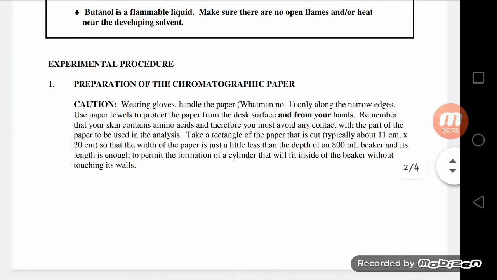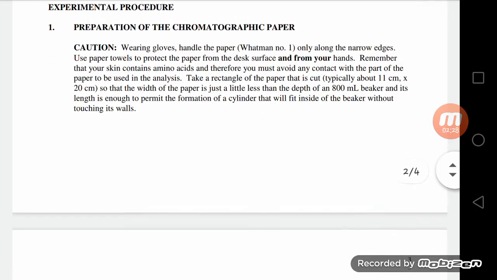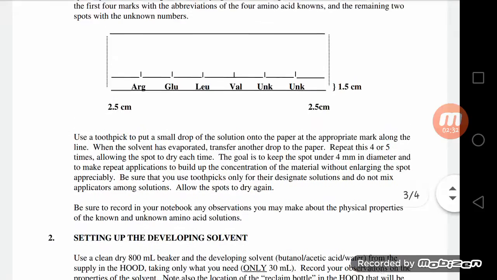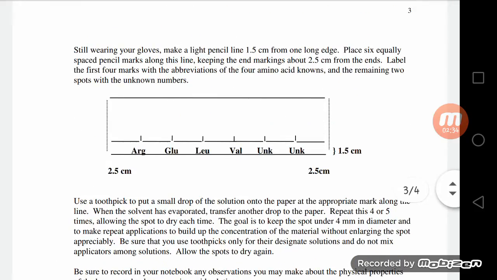So let's see the preparation of the chromatographic paper. Still wearing your gloves, make a light pencil line 1.5 cm from one long edge. Place 6 equally spaced pencil marks along this line, keeping the end marks about 2.5 cm from the end. Label the first 4 marks with the abbreviations of the 4 known amino acids and the remaining 2 spots with the unknown numbers.